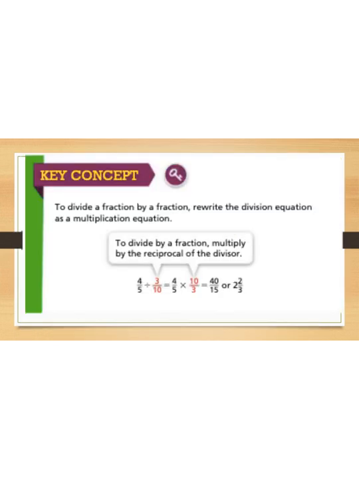In conclusion, the key concept: to divide a fraction by a fraction, rewrite the division equation as a multiplication equation. Keep the first number the same, change the sign to multiplication, and use the reciprocal, or flip the fraction to make it the reciprocal. That concludes the lesson.